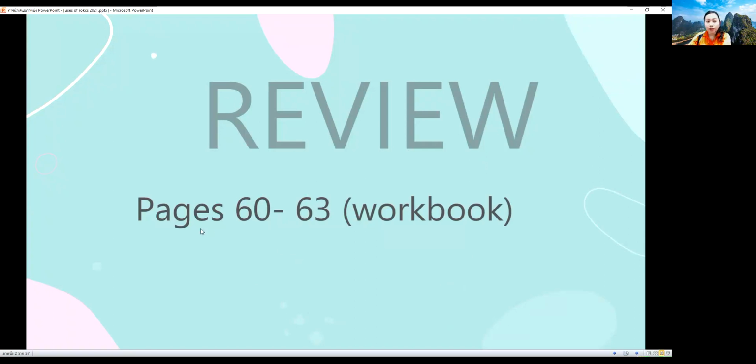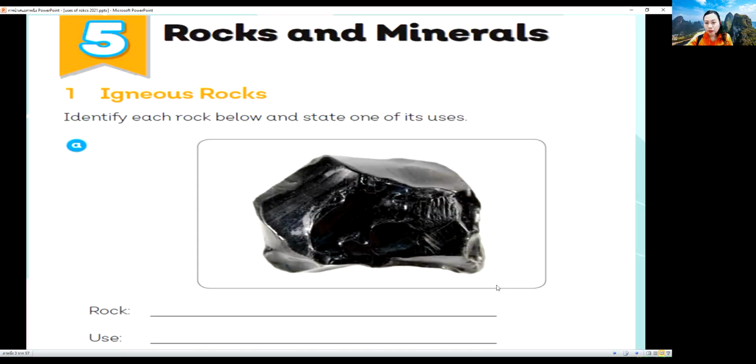Okay, kindly open your workbook on page 60. Workbook, this one, page 60, and please get your pen. Page 60 of your workbook for our review. Okay, are you ready? So you just need to write the name of rocks here, okay? You need to identify each rock below and state one of its uses. If you can still remember, where can we use those kind of rocks, okay? So write first the rock and then use.